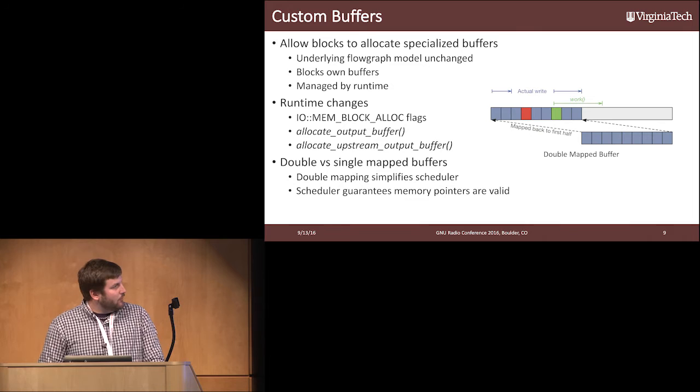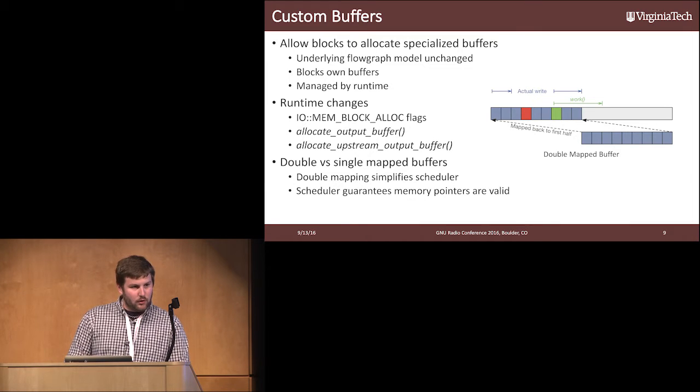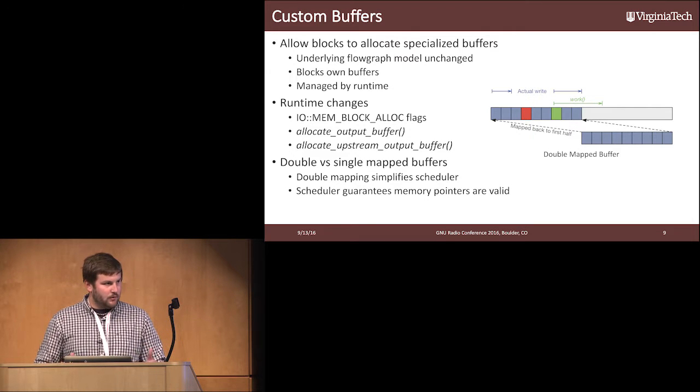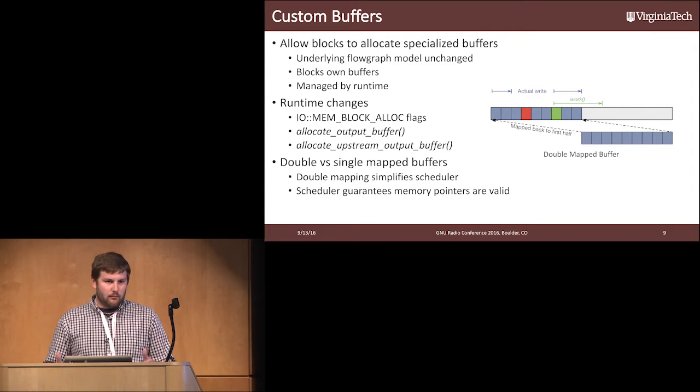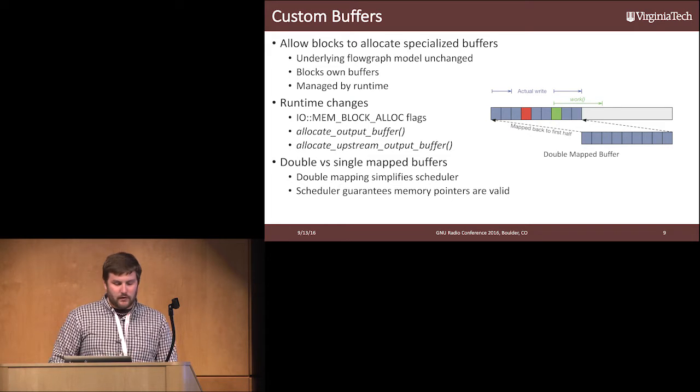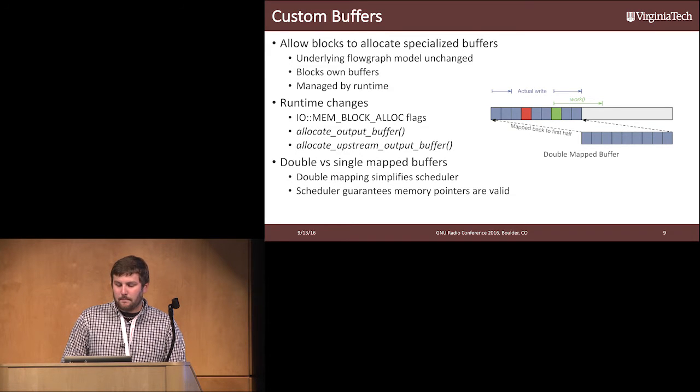For example, for a work call, the scheduler no longer needs to worry about where the end of the buffer is. It can simply tell a block you have 8K items, and when the block starts writing, if it exceeds the first half of the buffer, the mapping ends up wrapping all the way back around and writing at the very beginning of the buffer as well.